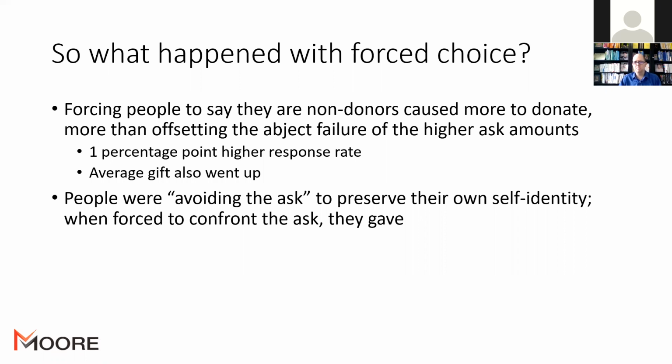And the theory for why this is, people were avoiding the ask to preserve their own self-identity. They want to think of themselves as a good person, but they didn't want to donate in this way. And so they just kind of pretended like they didn't see the choice at the bottom. And when you force them to do that, you're forcing them to kind of hold up a mirror to themselves and say, look at yourself, you are not a donor if you choose not to donate this time. And so you're really kind of getting in their face at this point.